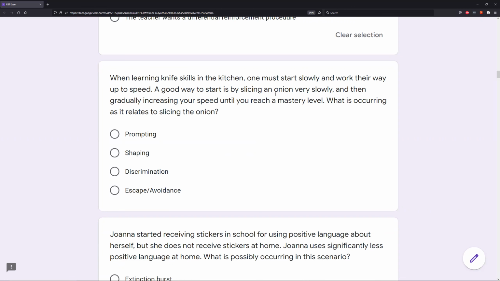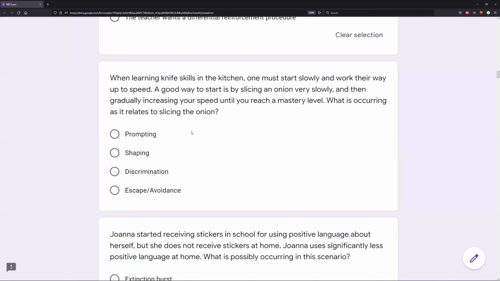You start slowly, okay? And slowly work your way up. Maybe you're getting reinforced for what? For approximations of the mastery. And when we reinforce successive approximations of behavior, what are we ultimately doing? Are we prompting in this scenario?